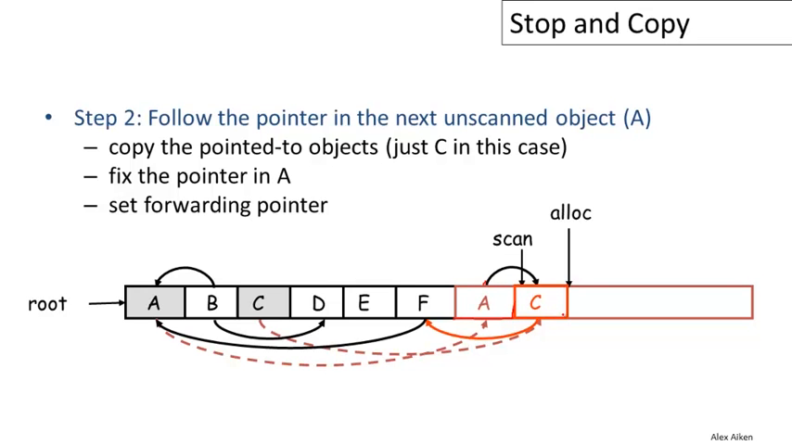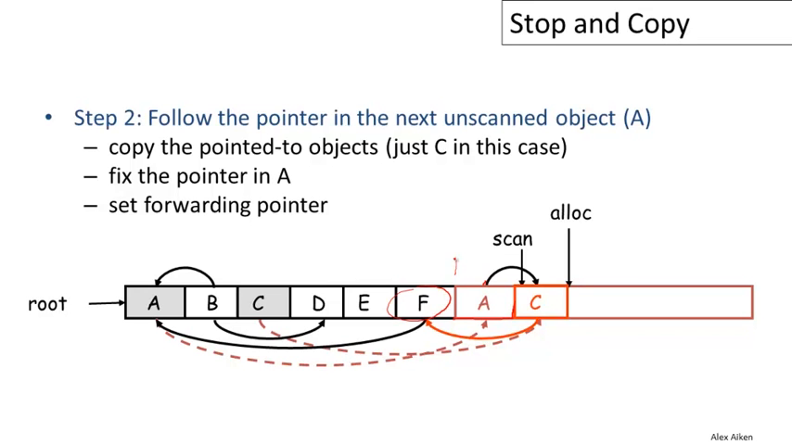And of course, C is just a bit-for-bit copy of what was in the old space, and so any pointers that it has that point to objects that haven't been moved yet just point back into the old space. So in this case, the object C points to the object F in the old space.